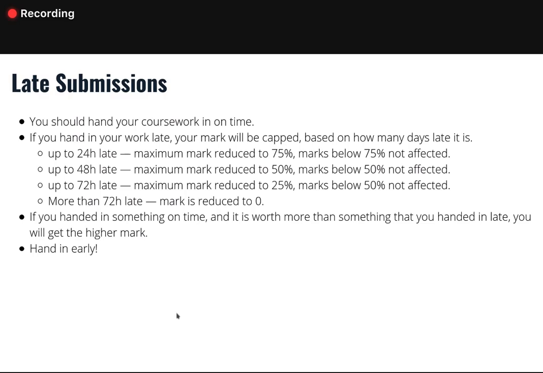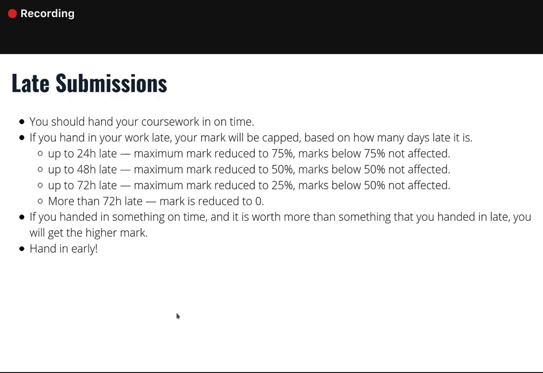Marks below 50% not affected, that should read 25%. Hopefully very clearly that should read 25%. I'll get that corrected for everyone. But if it's more than 3 days late, your mark's going to be 0. And that's that. And I think for the most part this is the standard policy across the school.